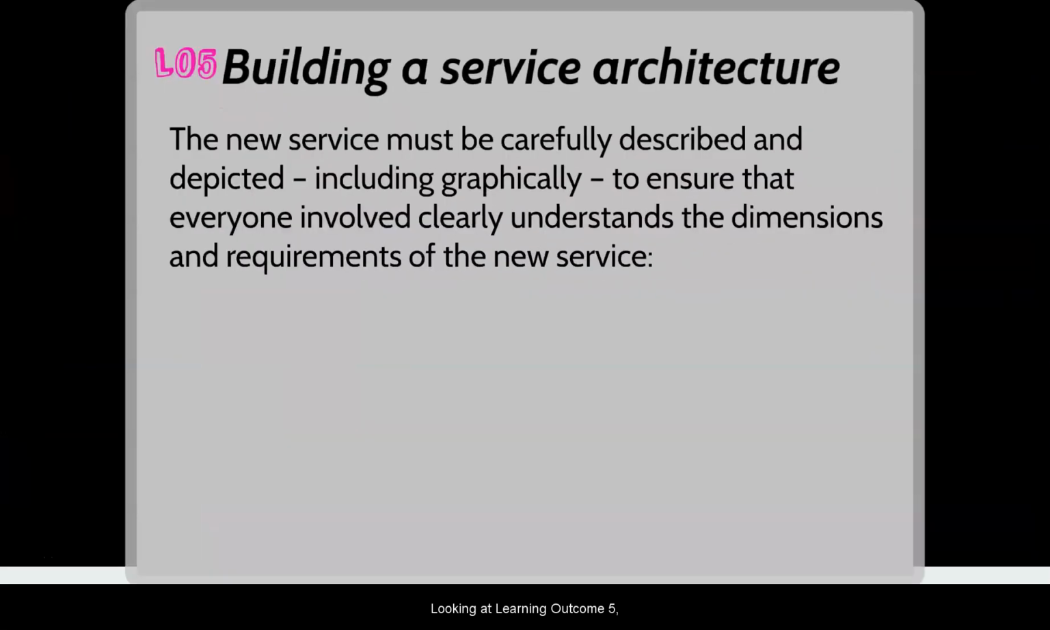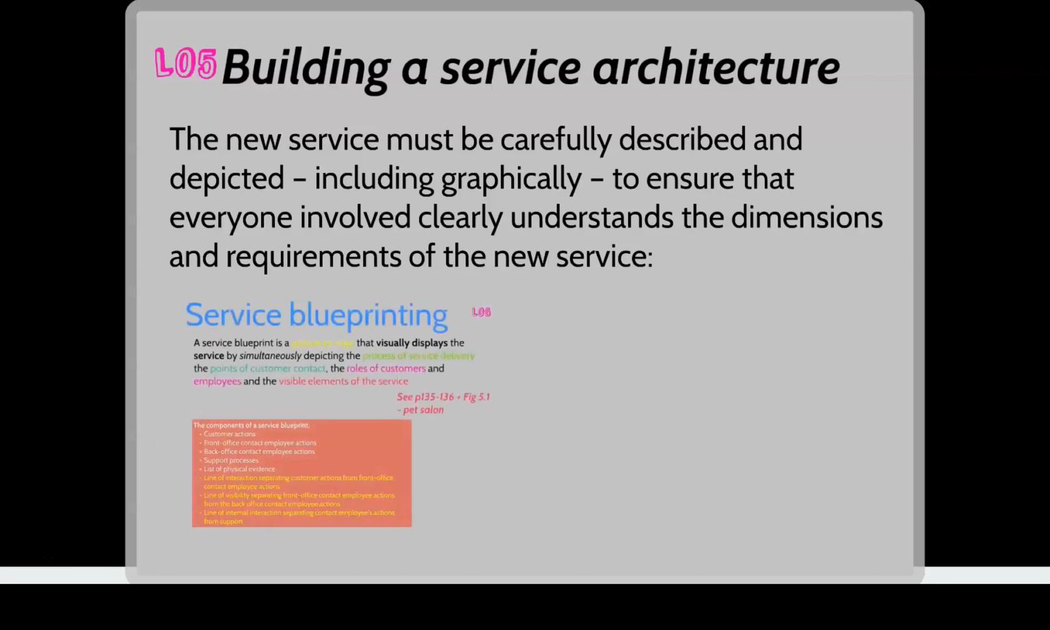Looking at Learning Outcome 5, you will review 2 main methods and alternative methods of how to build a service architecture. You've planned and now you have implemented your new service concept, but the new service must be carefully described and depicted, including in a graphical way, to ensure that everyone involved clearly understands the dimensions and requirements of this new service. We will refer to, describe and teach you how to do a service blueprint, and also quality function deployment using the service quality matrix.